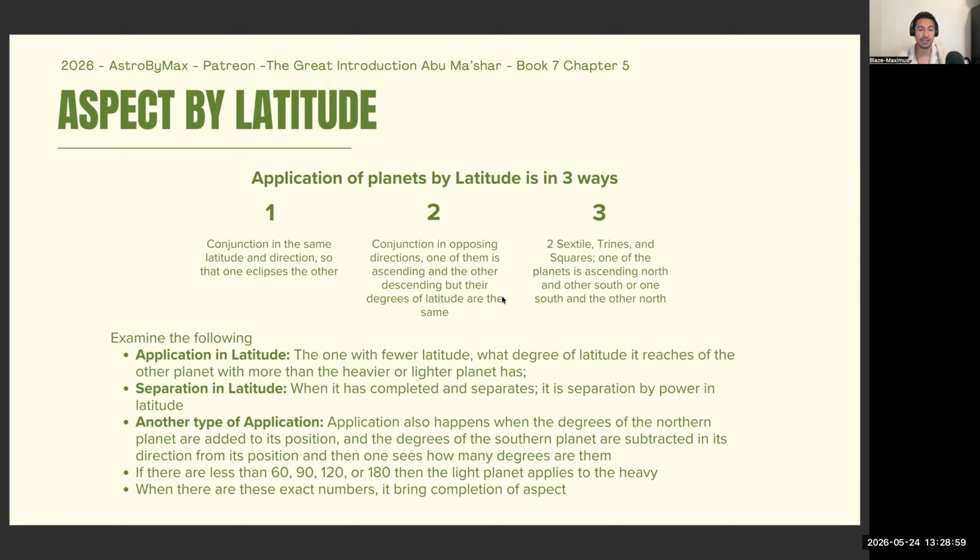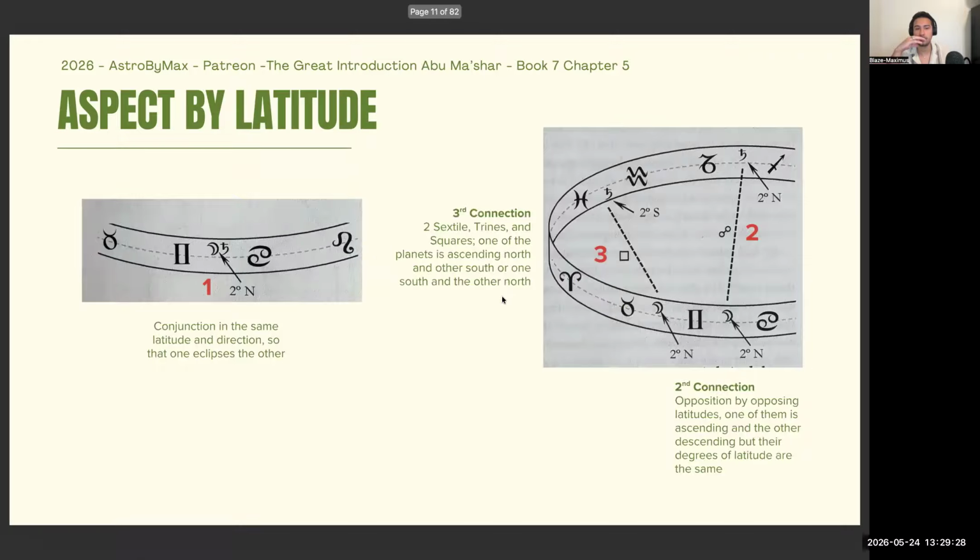And another type of application happens when the degrees of northern planets are added to its position and the degrees of the southern planets are subtracted in its direction. And then one sees how many degrees there are. If there's less than 60, 90, 120, or 180, then the light planet will apply to the heavy planet. So you can see that they're again looking at aspects by latitude here. And when they are the exact numbers, it brings the completion of this. So we have some examples here of this. Our first example comes from the great introduction by Abu Mashar, from Ben Dykes' translation. He gives some really great graphics that are helpful and useful for understanding this.